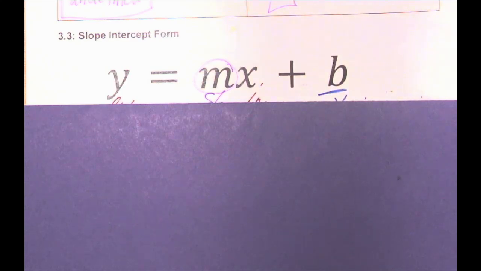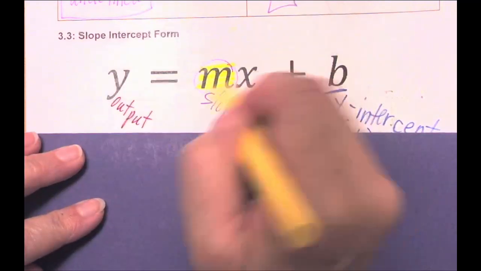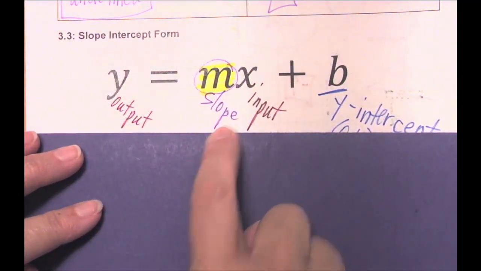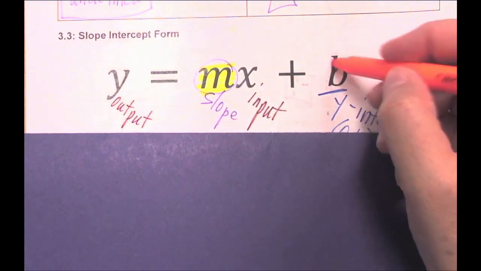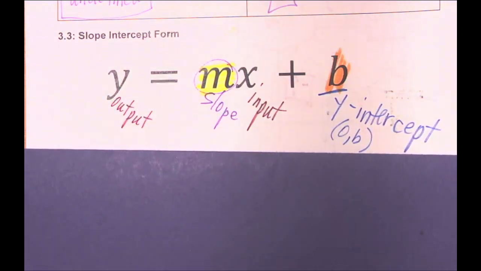We're going to talk about slope-intercept form, which is y equals mx plus b. So the slope is our m. M is a constant. It doesn't have x in it. It's attached to x. That's my slope. And then b over here is my y-intercept. So it's where my line crosses the y-axis. Therefore, it's going to be the point (0, b), or (0, y), the y-intercept.